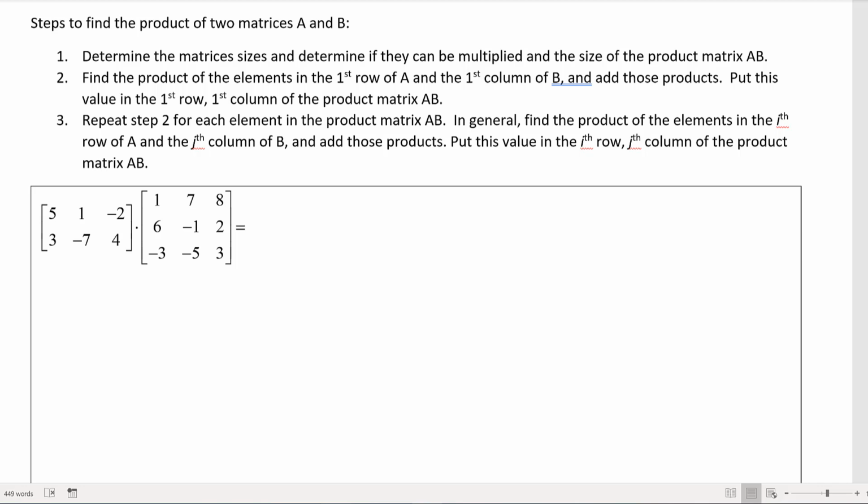So for step 1, I'm looking at the sizes. We have a 2 by 3 matrix multiplied by a 3 by 3 matrix. Notice my 3 and the 3 are the same for the columns of the first matrix and the rows of the second matrix. Because those are the same, that tells me that I can have a product, and the size of my product is going to be a 2 by 3 matrix.